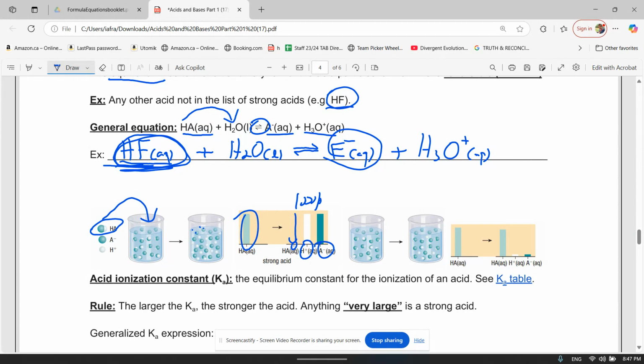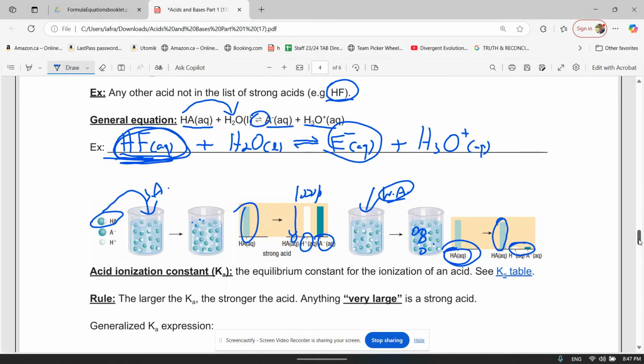Whereas if this is a weak acid over here, you'll see that we have, again, we put in the HA, but notice that there's still a lot of HA left over here. And only some of the HA has separated into the ions. So you'll see there's a big chunk of it left over, and then a little bit is ionized. So that makes this a weak acid. Strong acid here, weak acid. Very small percentage of ionization.